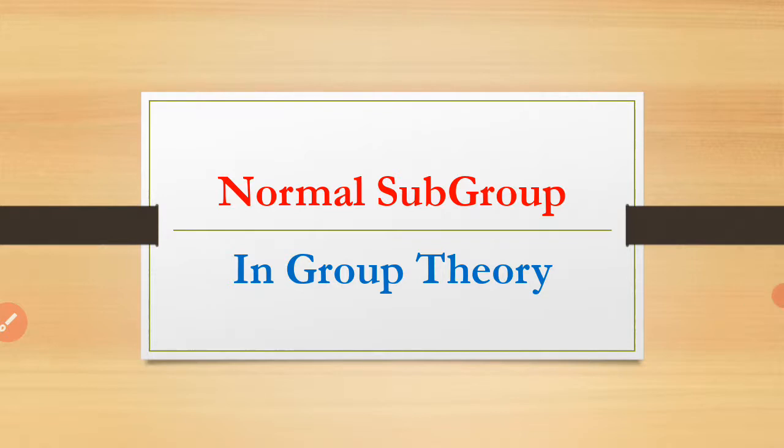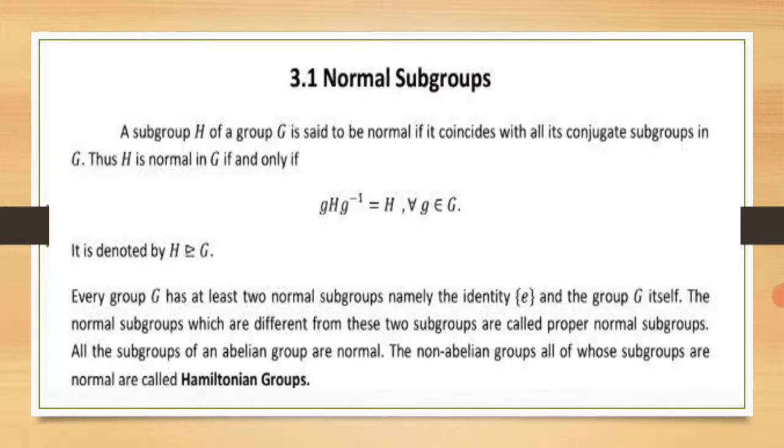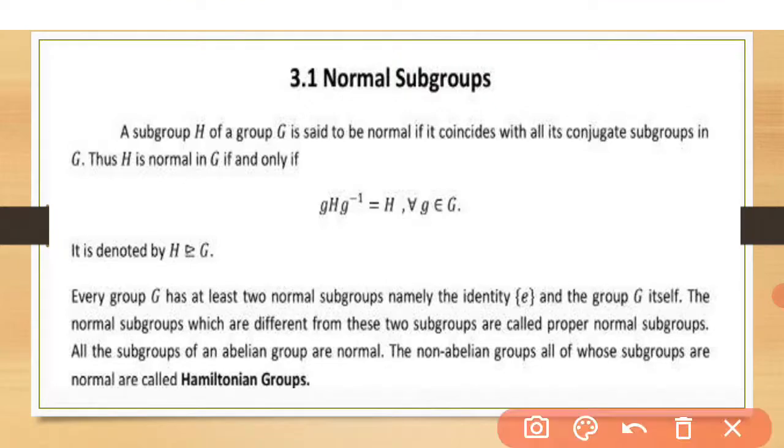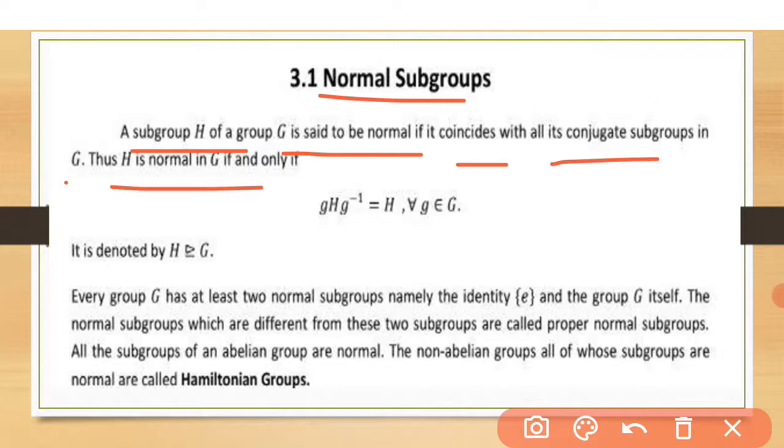Today inshallah we will study about the normal subgroup in group theory. What is a normal subgroup? A subgroup H of a group G is said to be normal if it coincides with all the conjugate subgroups in G. Thus H is normal in G if and only if gHg⁻¹ is equal to H.